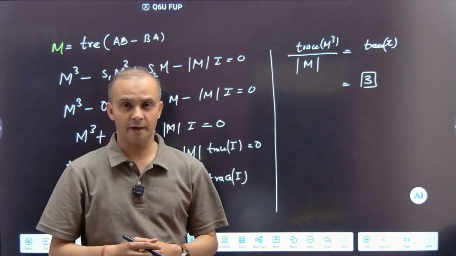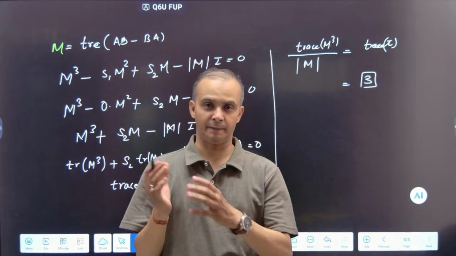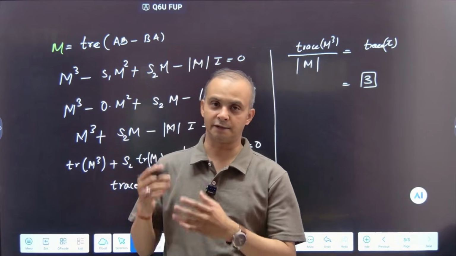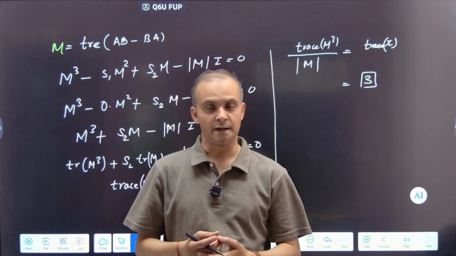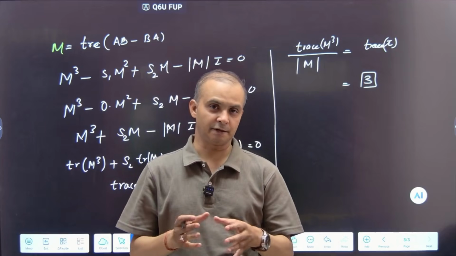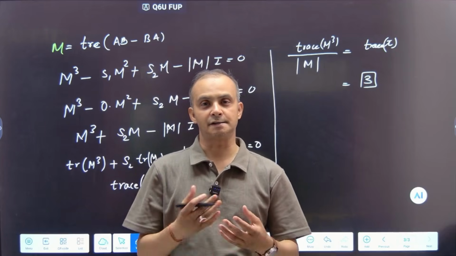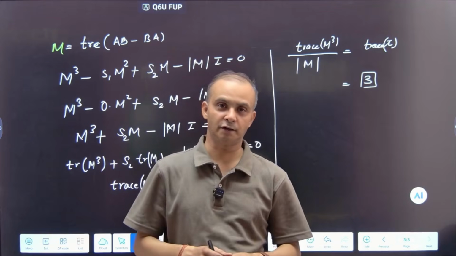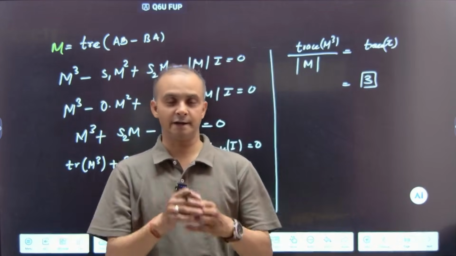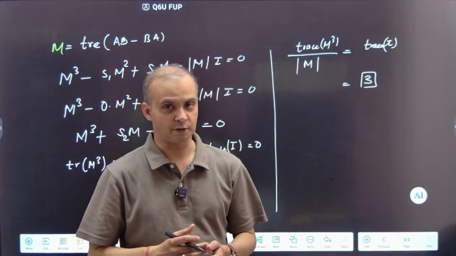In this way, if you have any matrix with AB minus BA structure, and this question was framed like that, we can do it. We can also do some depth calculation if we understand the characteristic equation and how the trace is actually related to the characteristic equation.